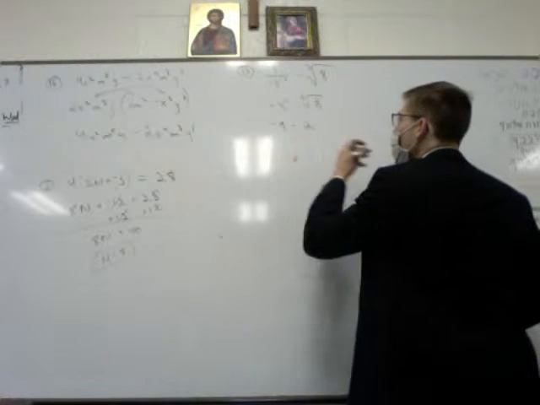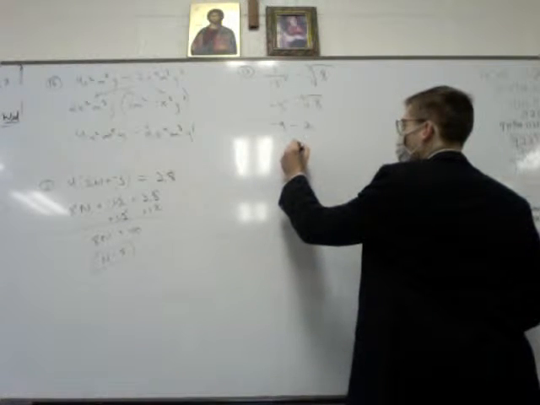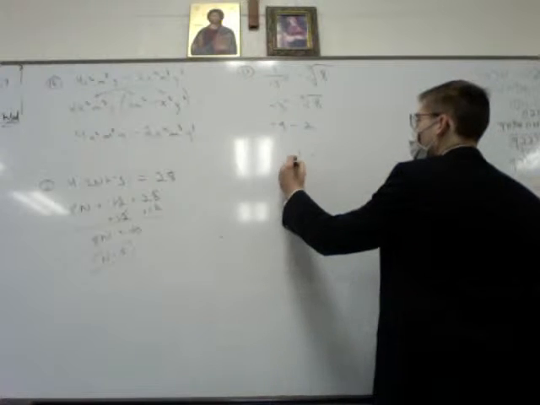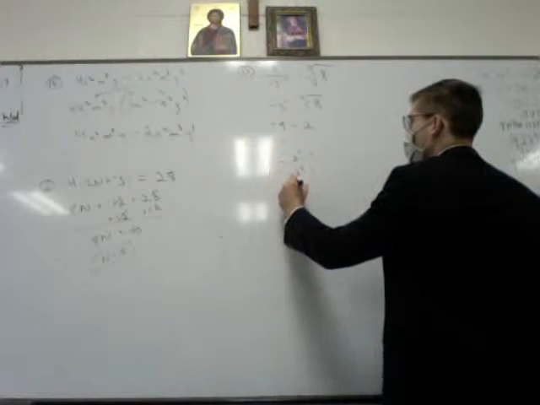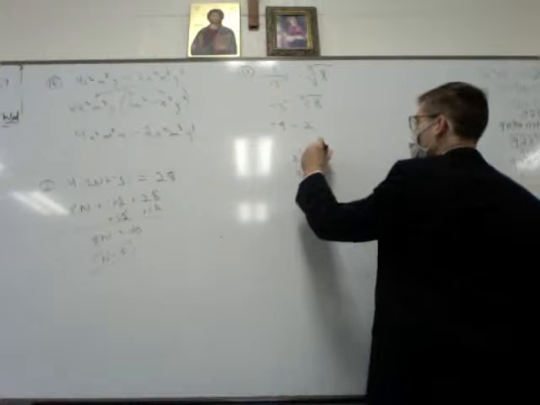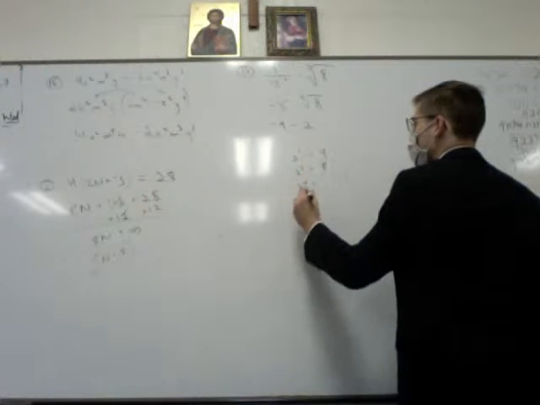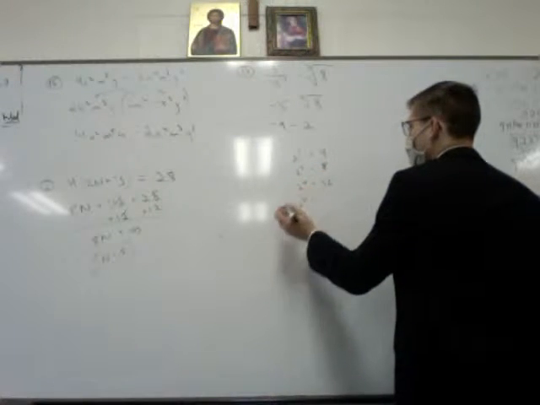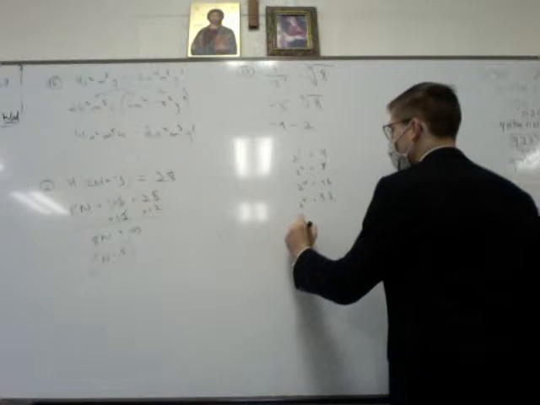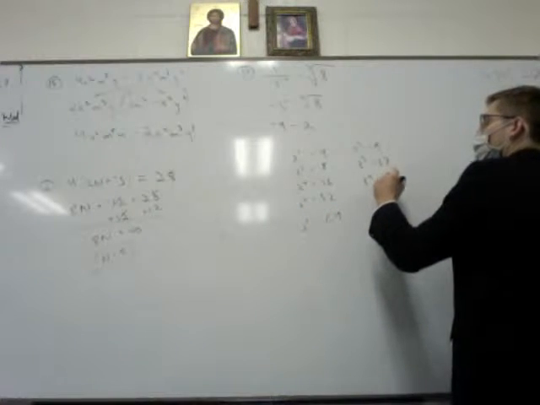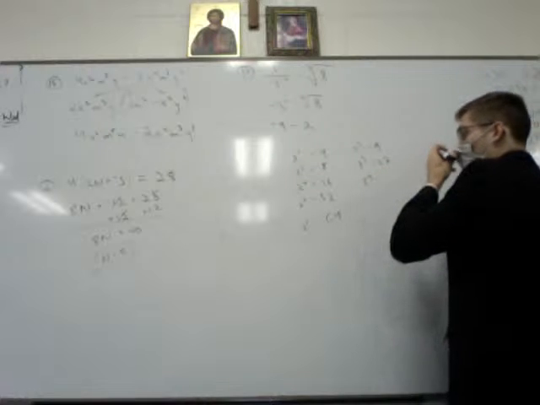So like 2 squared is what? 4. 2 to the third is? 8. 2 to the fourth is? 16. 2 to the fifth is? 32. 2 to the sixth is? 64. Okay, that way you can break that down.